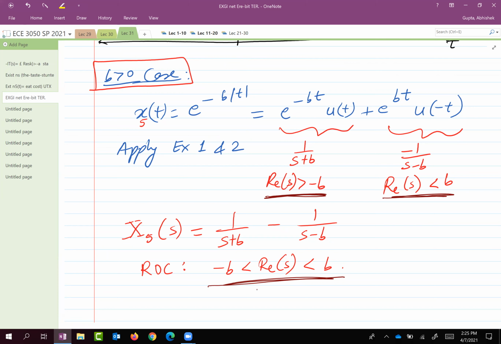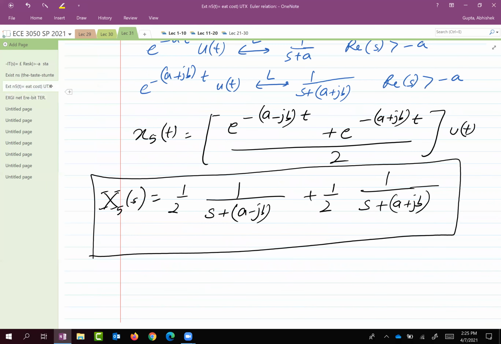Now, before I jump to the case of b less than 0, let me answer a question that is on the chat, which is what's the region of convergence for the previous signal? Here the region of convergence is real part of s greater than negative a. Sorry, I hadn't written it here. Please make a note, the region of convergence for x5 of s is real part of s greater than negative a.